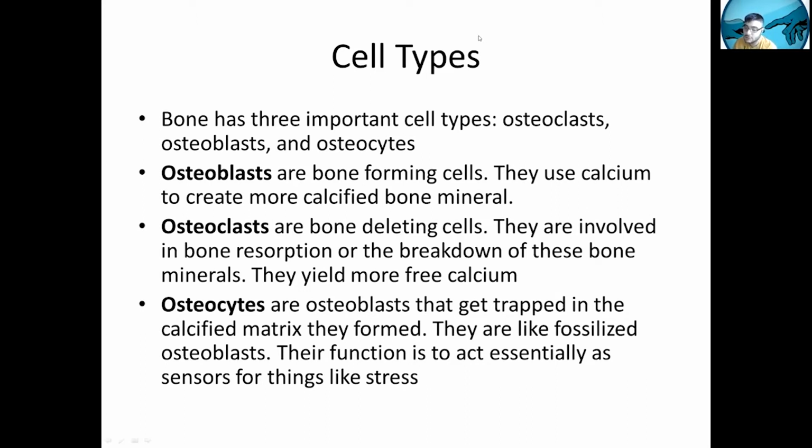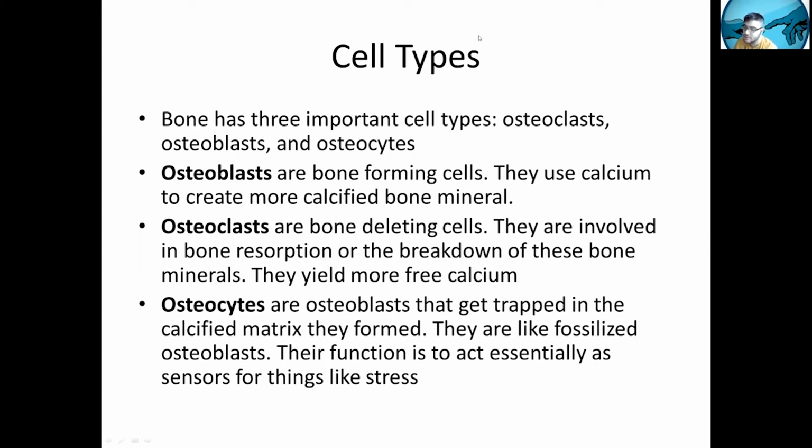Okay, and osteocytes are the last ones. They're osteoblasts that get trapped in the calcified matrix that they themselves formed. They're essentially like fossilized osteoblasts. Their main function in bone is to act as sensors for things like stress. Osteocytes are not as important, but you should know that they do exist and that they are essentially calcified osteoblasts, and they do have a function. But the main ones you should know are osteoblasts, which build, and osteoclasts, which essentially destroy bone.